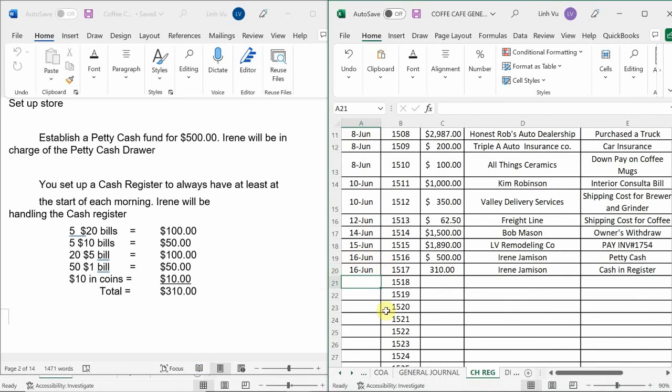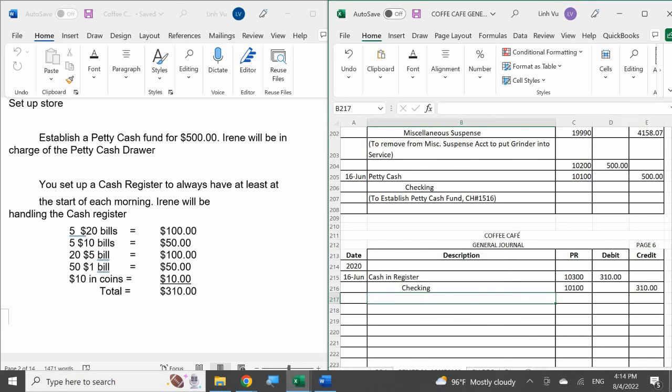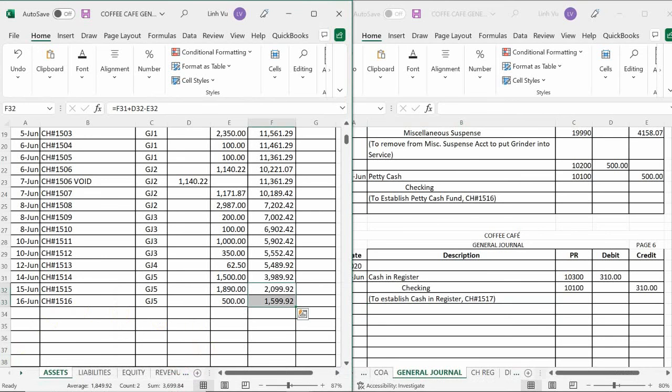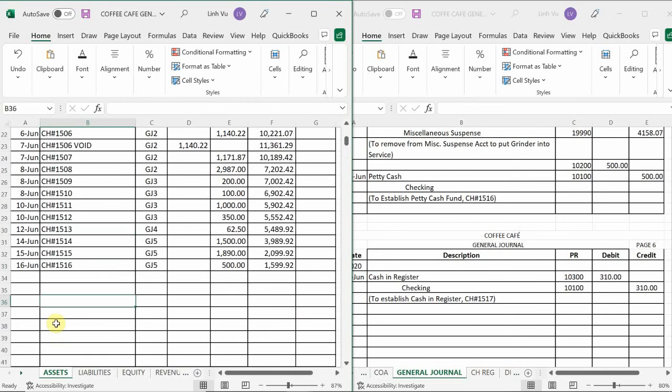Okay. And it was 1517. And we would be establishing the cash in register with check 1517. And then we run off to the general ledgers again. Since we're on checking, can we just do it while we were there? Yes, we can. Okay. 16. Check 1517.